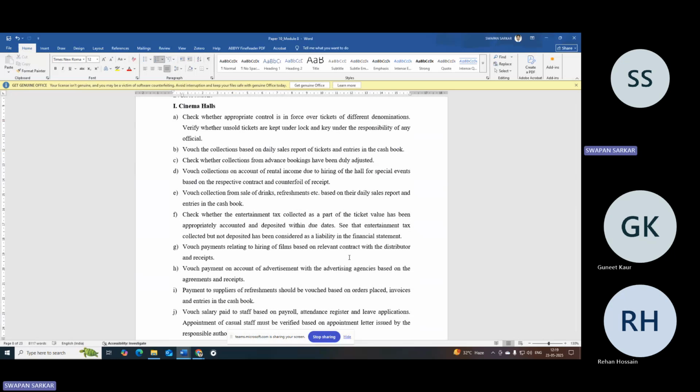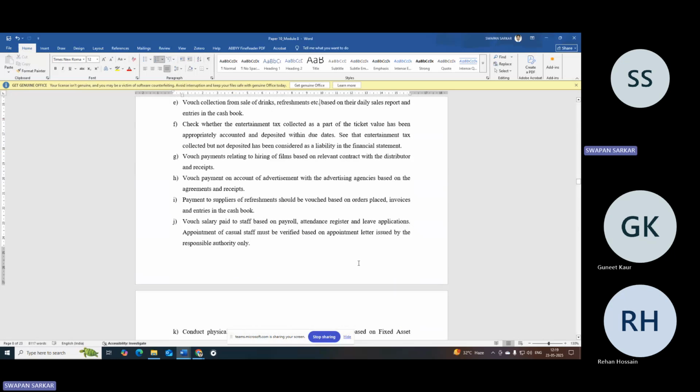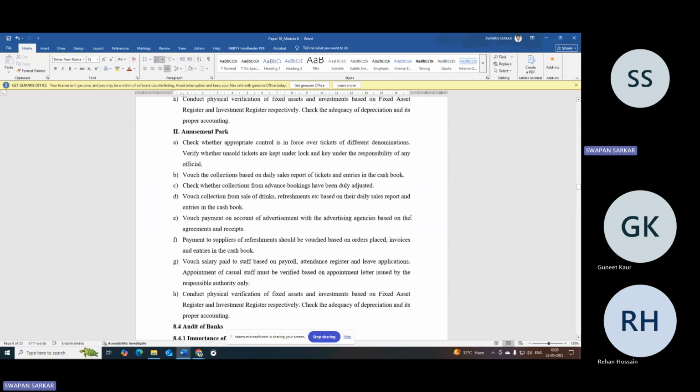Then vouch payment relating to hiring of films based on relevant contract with the distributor and receipts. Vouch payment on account of advertisement with the advertising agency based on advertising and agent agreement and receipts. Payment to suppliers of refreshments should be vouched based on order placed, invoices, and entries in the cash book. Vouch salary paid to staff on payroll, attendance register, and leave applications. Appointment of casual staff must be verified based on appointment letter issued by the responsible authority only.